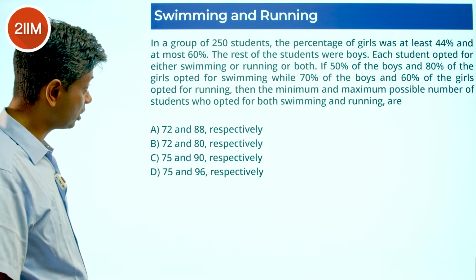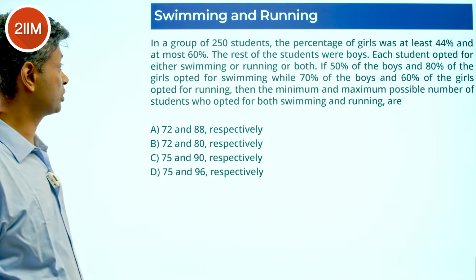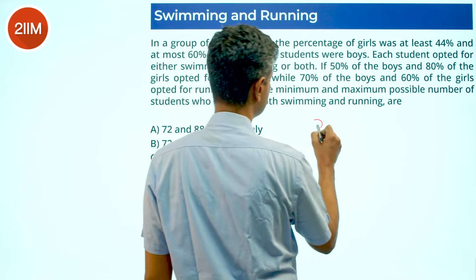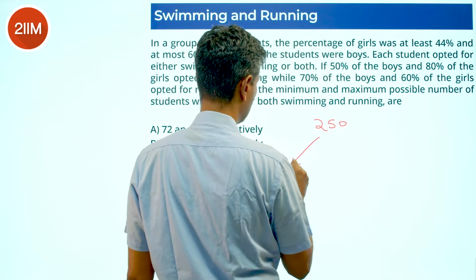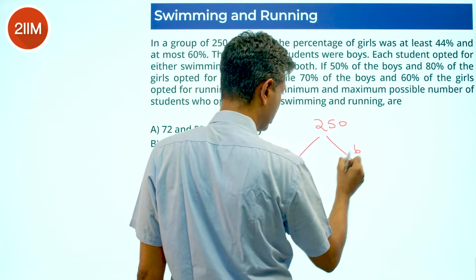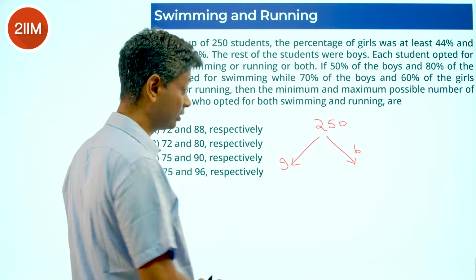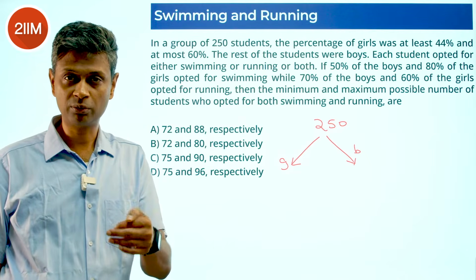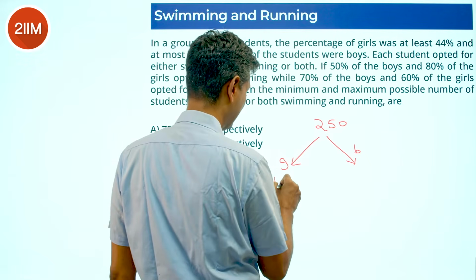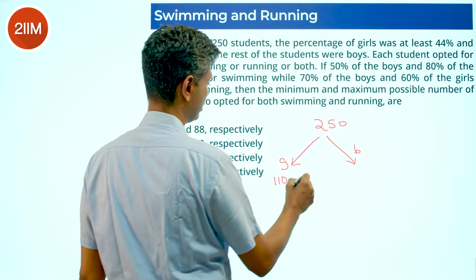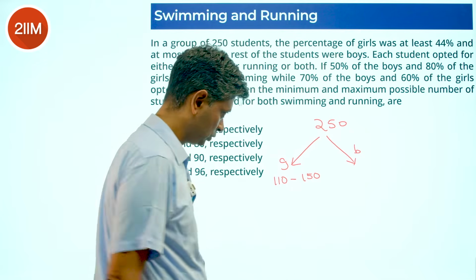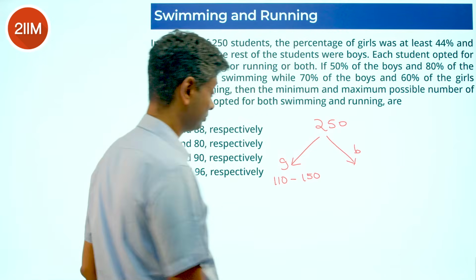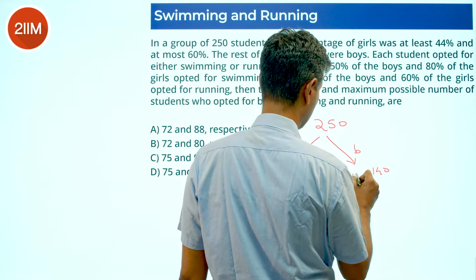In a group of 250 students, the percentage of girls was at least 44% and at most 60%. Into 250, girls and boys, at least 44%. 44% of 250: 44% of 100 is 44, plus another 44, plus 22, 110. 60% is 150. Boys is going to be the remaining, max of 140, minimum of 100.